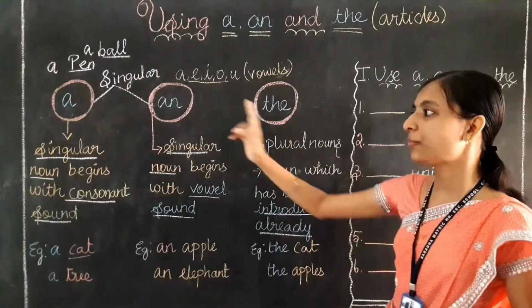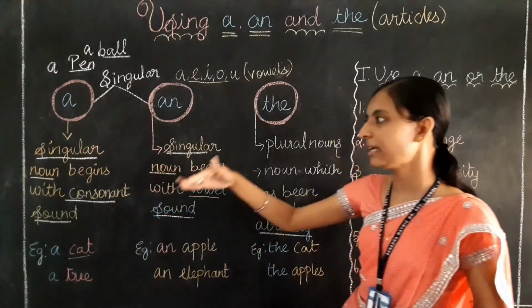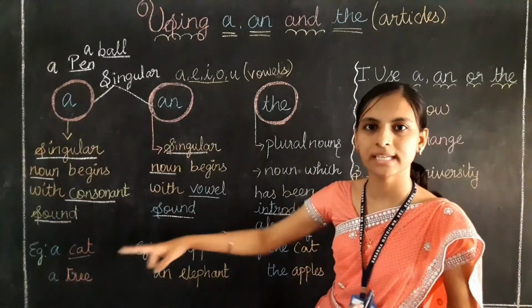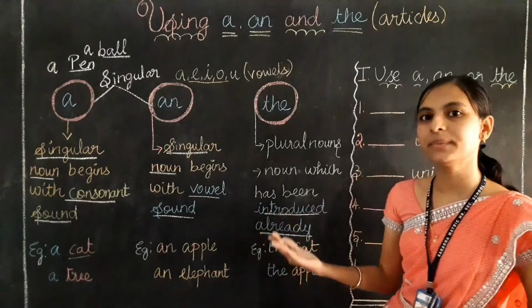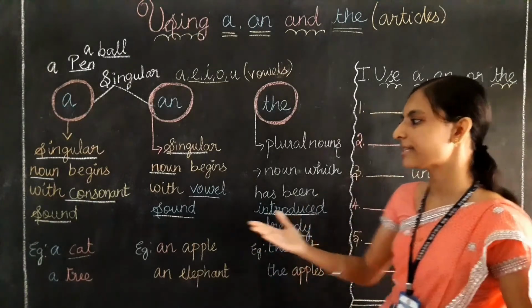For singular, if it has already been introduced once, then next time we can use article the. Only one time we use article a or article an, and next time in the same sentences we can use article the only. I'll give you an example now.